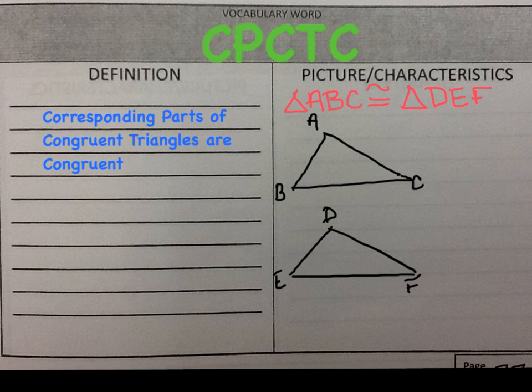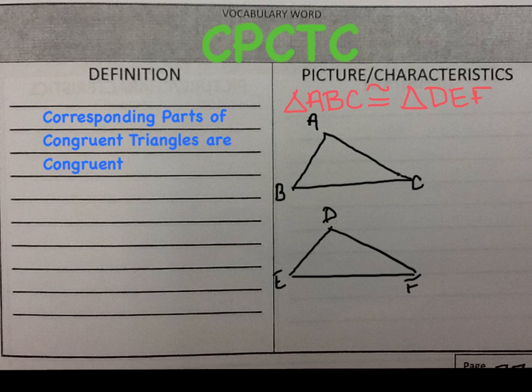Okay, your first vocab word is actually just a bunch of letters, CPCTC, which stands for corresponding parts of congruent triangles are congruent. Okay, well that sounds really confusing. Okay, corresponding parts of congruent triangles are congruent.